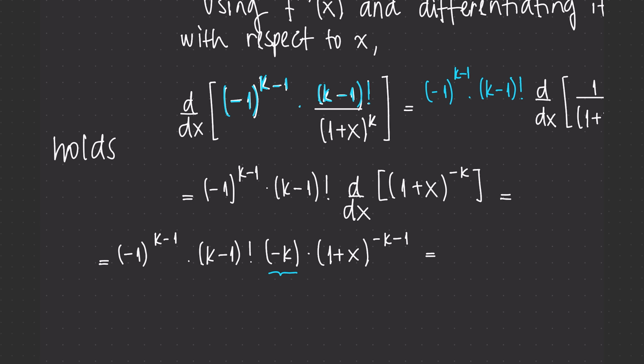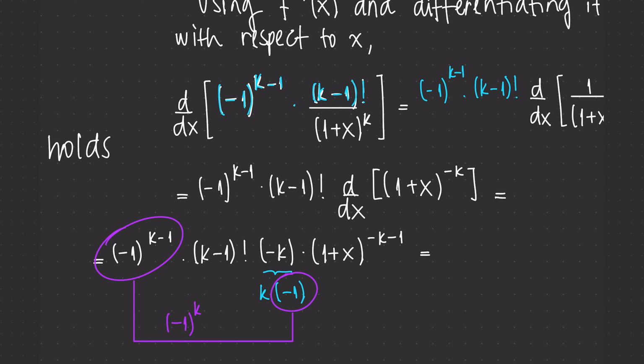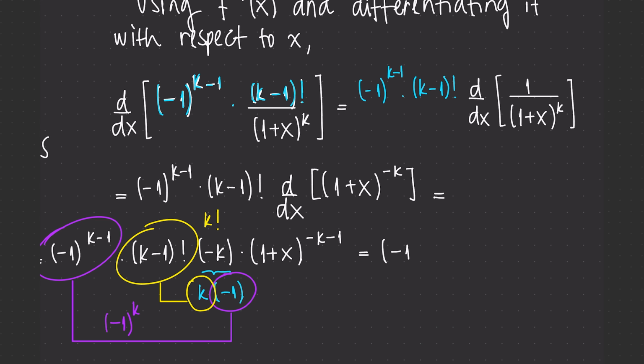Now, notice that this negative k is the same thing as k times negative 1. And we can combine these negative 1's, which will give us (-1)^(k-1+1), which, of course, is the same thing as (-1)^k. And we can combine k with (k-1)!, giving us k!. So we have (-1)^k times k! times (1 plus x)^(-k-1).